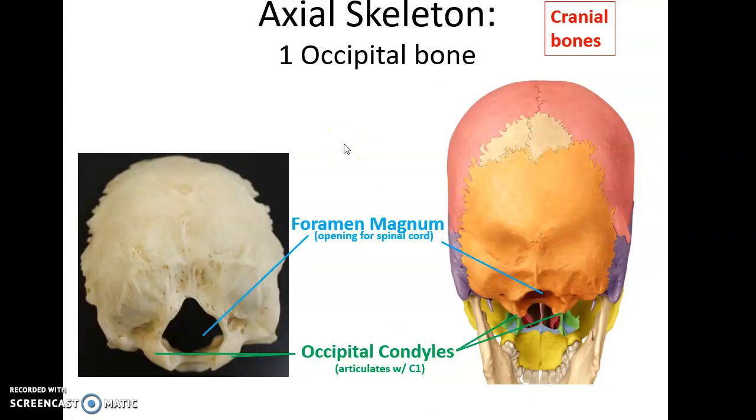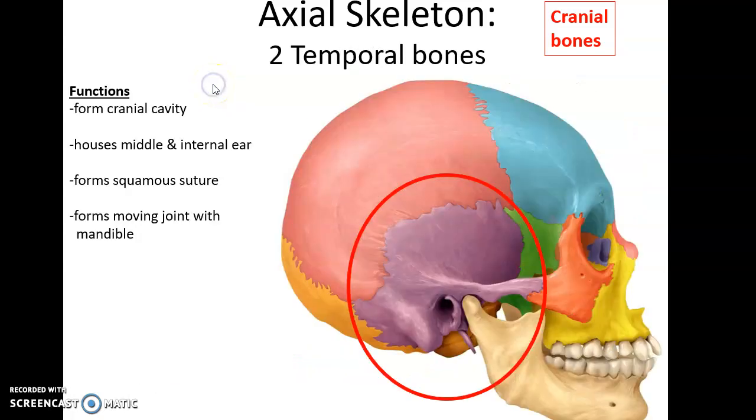Some special features of the occipital bone. That opening for the spinal cord is called the foramen magnum. On either side of the foramen magnum are the smooth rounded knobs called the occipital condyles. These are the structures that articulate with the vertebral column.